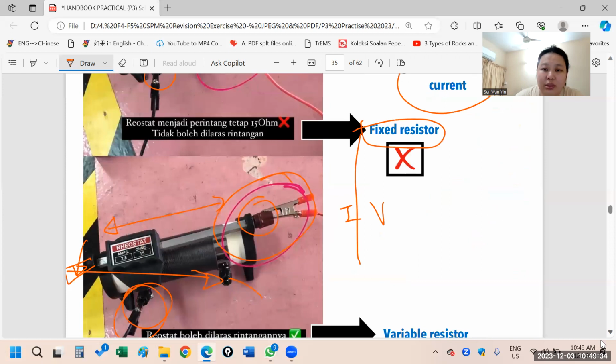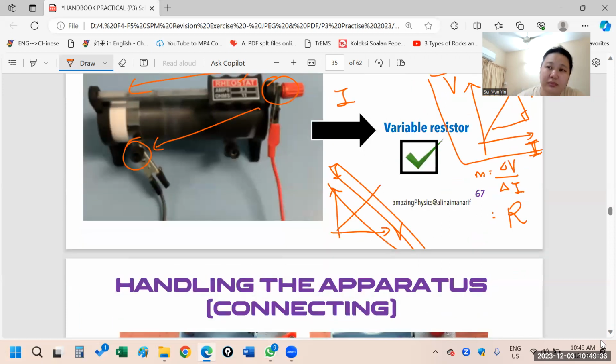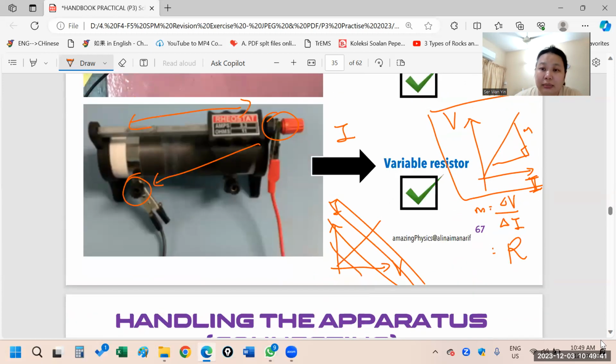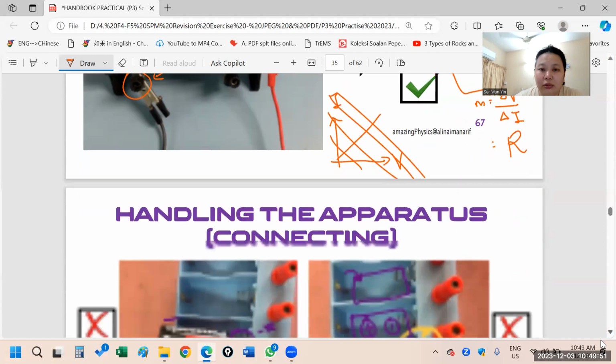Because in Form 3, we just let you have the idea. But when we practice in Form 5, we must follow the real experiment. Okay, so now look at this.